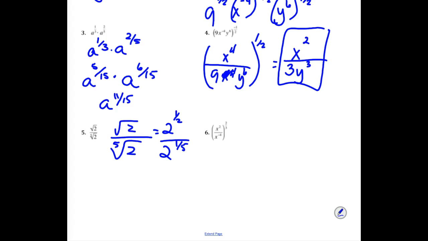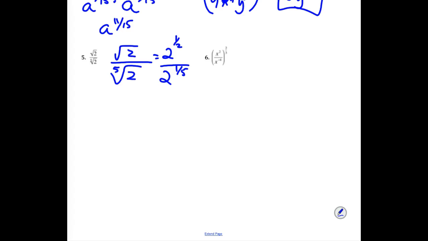We can get a common denominator. The bases are the same, right? They're both 2's. So we want to be able to put this together, simplify it. But written with the radical notation, we can't. Written in rational exponent notation, we can. Okay?